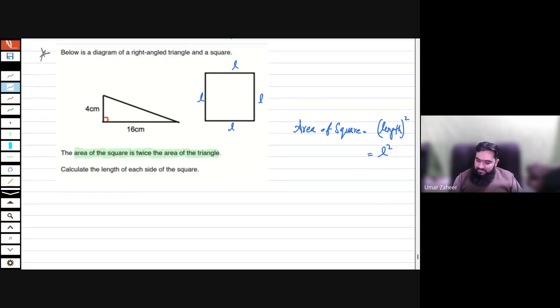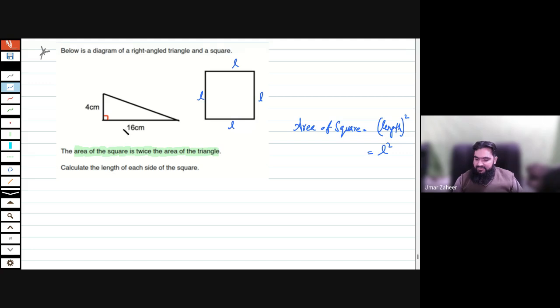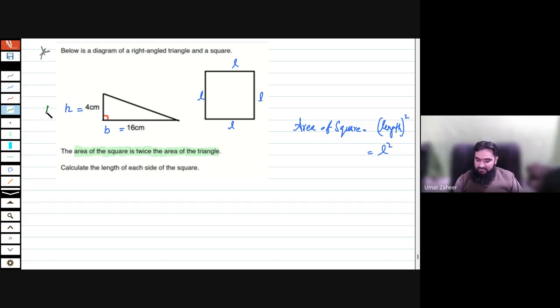Now the condition given is that the area of a square is twice the area of the triangle. So we have to find the area of the triangle first. Which side is going to be the base and which is the height? 16 is base and 4 is height. You can do the reverse as well. You just have to look for the condition that they are making a 90-degree angle. But mostly we take horizontal as a base and vertical as a height, but that is not necessary.